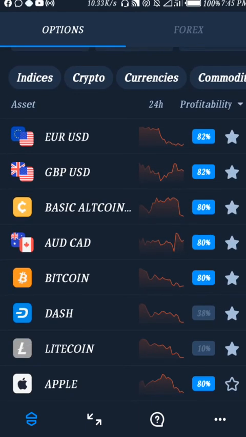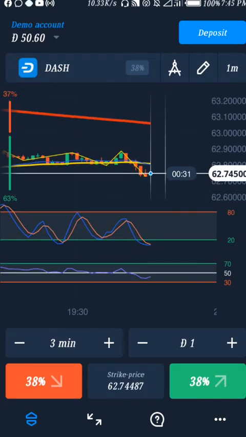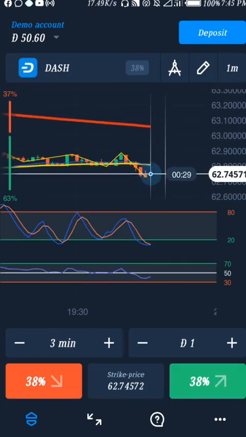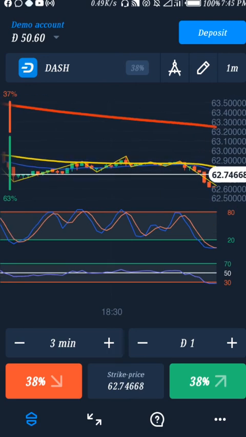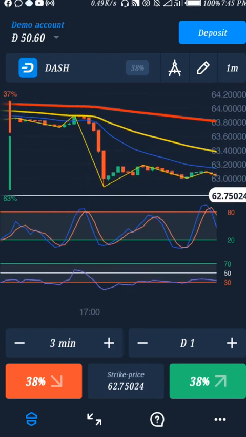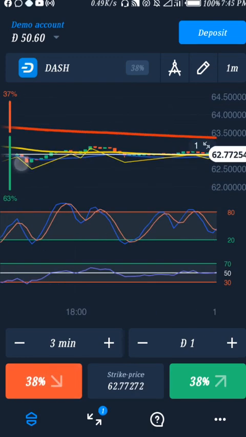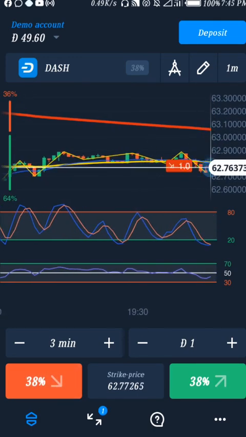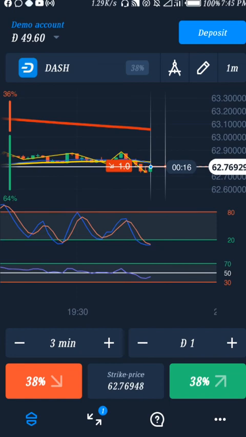Because the trend means power. It shows the force. That is where the force is. Okay? So this is a downtrend. So what you should be looking for is to be trading downtrend using the red button majority of the time. But you don't just trade anyhow, you trade with sense.